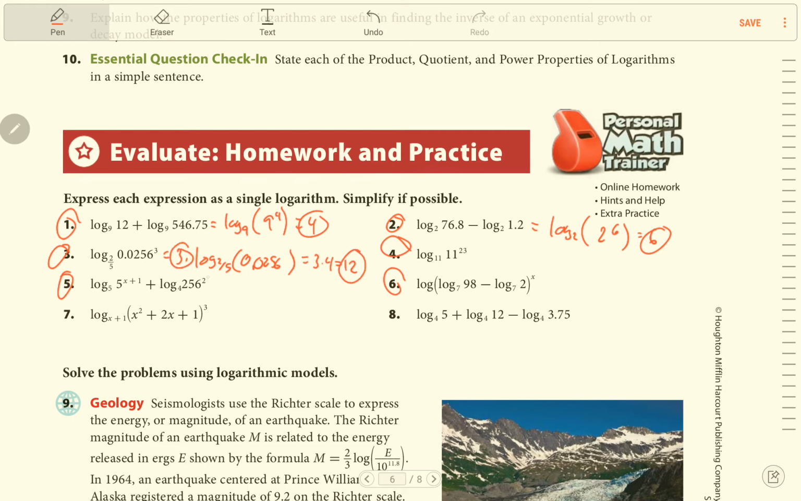Okay, because again, we have that 3 out front. This thing simplified to that 4 right there. So we get 3 times 4, which is 12.